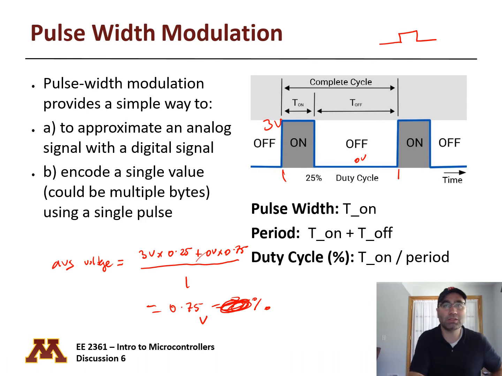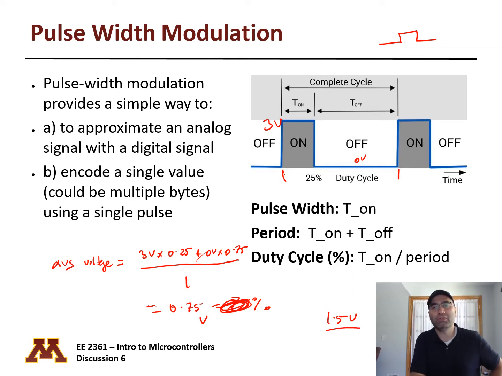So its brightness is going to change, or in the motor case, because the average voltage over time is going to be lower or higher depending on what you want, the speed is going to be different. So let's say if you have a 50% duty cycle, then the resulting average voltage is going to be 1.5 volt. If the signal is always on, then it's going to be 3 volt, obviously.